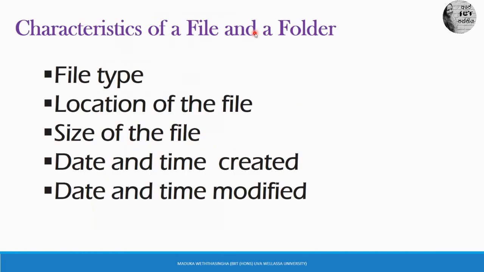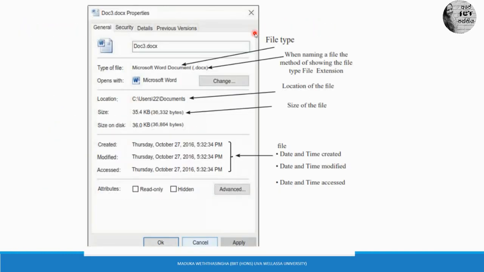Let's learn. Okay, you can find the document name here. First you can find the document name. Then the file type. This is a Word document. So Microsoft Word document. Then you can see the extension also.